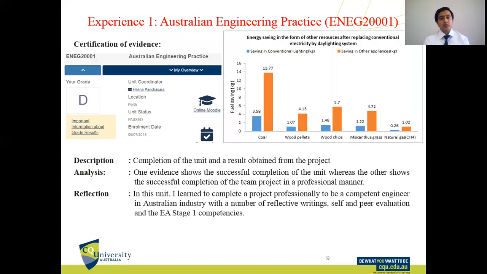In my first evidence, I would like to present Australian engineering practice, in which I learned to complete a project professionally, and I have written a number of reflective writings, and I have self-evaluated myself against Engineers Australia Stage 1 competencies. I have evaluated my peers on their performance in teamwork. So it helped me to be a competent engineer.